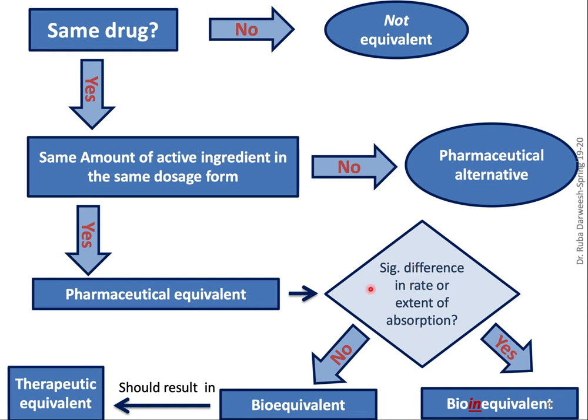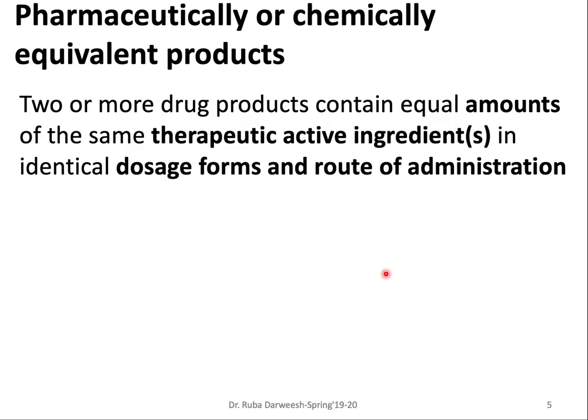So to answer this question, whether they are significantly different or not, we usually use statistical analysis, and there are guidelines for that. If the area under the curve is different by this percentage, then we consider it significant. If not, we consider it not significant, and so on. So we usually do the kinetic studies for product A and product B, and we see if they are significantly different using statistical analysis.